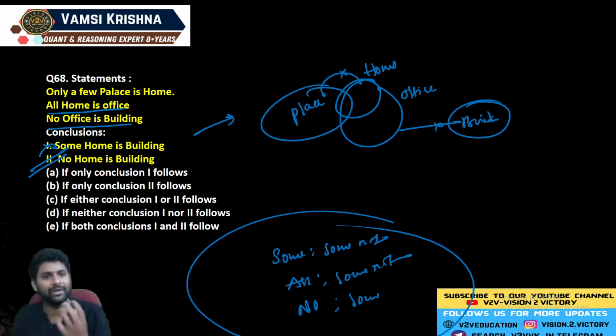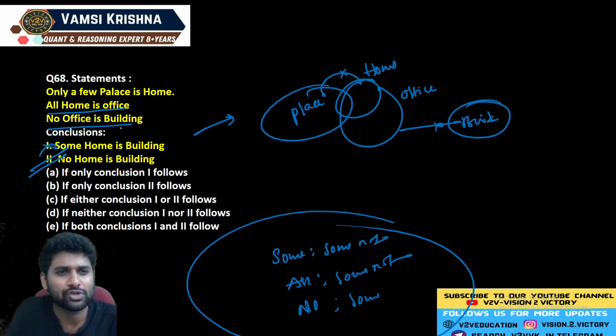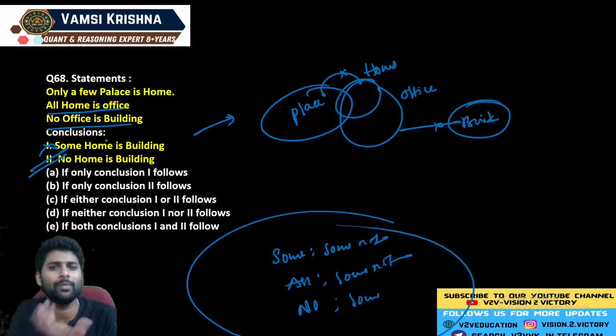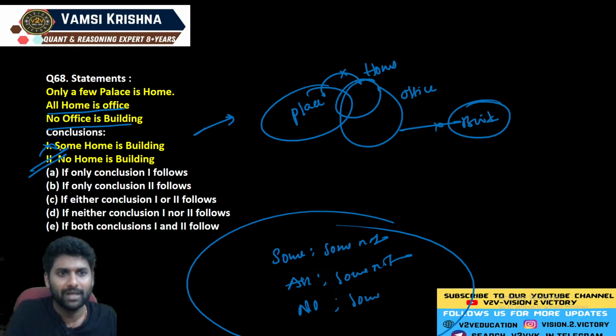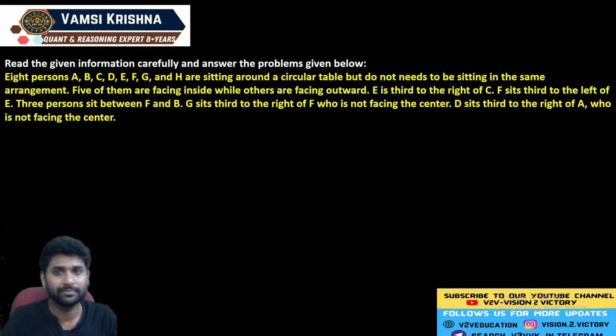When you choose either or, both the options must be wrong. All home is a office, no office is a building means definitely no home is a building. It's a right relation. You can't get any either or case. It's only one conclusion. That's why I discussed this question. Either or needs similar objects, a complementary pair, and both the conclusions must be wrong. If any conclusion is right, don't choose either or. Remember that point.